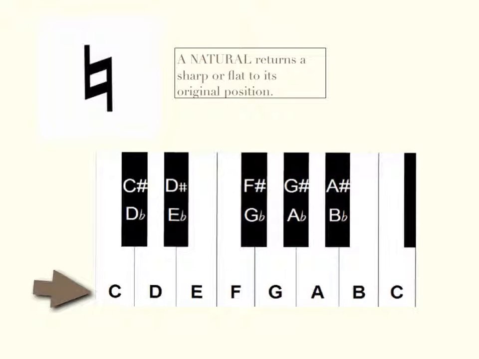A natural returns a sharp or flat to its original position. Here is the note F sharp on the staff. If we put a natural in front of that F sharp, it returns to being a normal F and will be here on the keyboard.